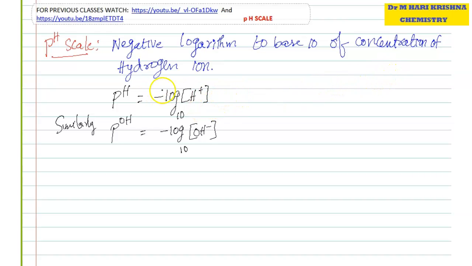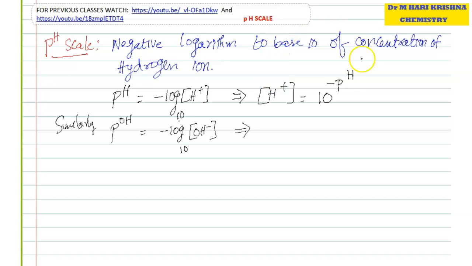So suppose they give the H plus value, we can find out the pH value. If they give pH, how to find out concentration of H plus? So we modify this equation: concentration of H plus equal to, removing log, 10 power pH. But here minus is there, so we write 10 power minus pH. This is the simple formula to find H plus if they give pH.